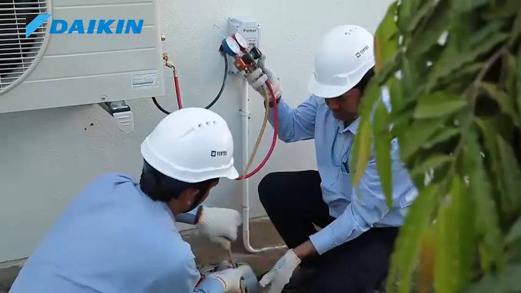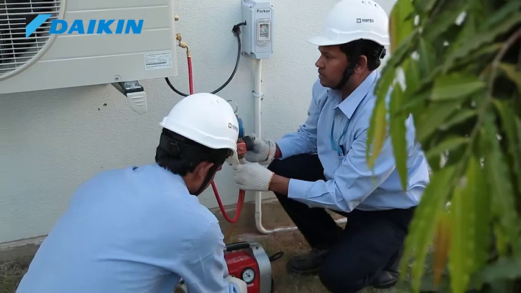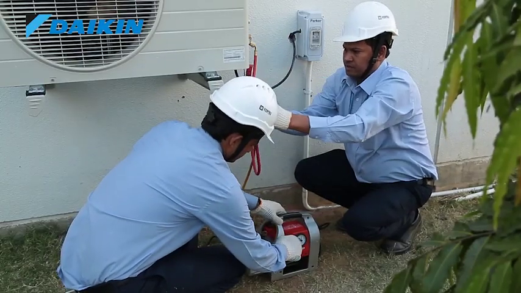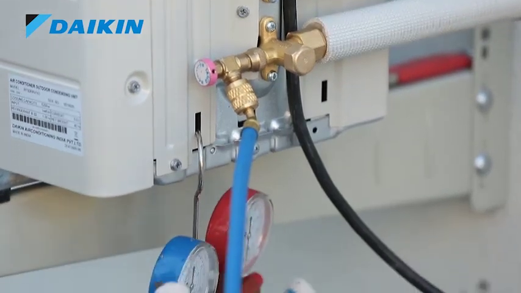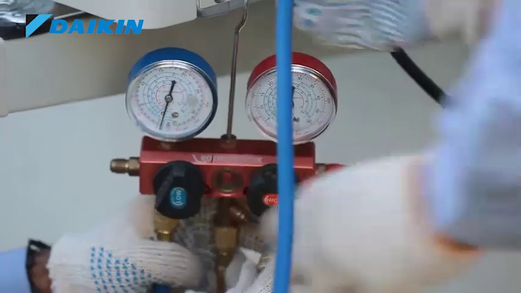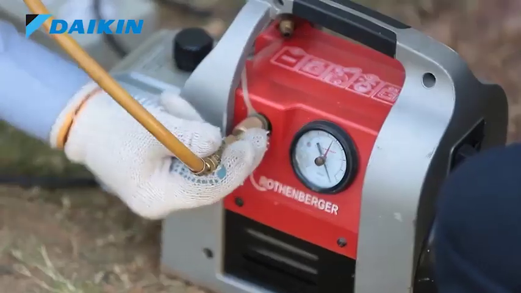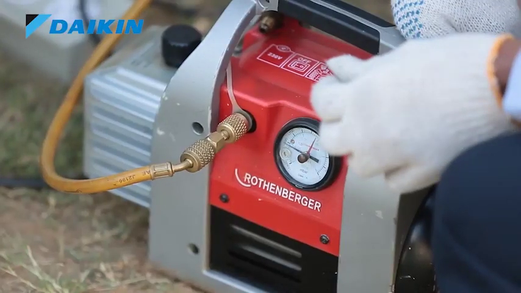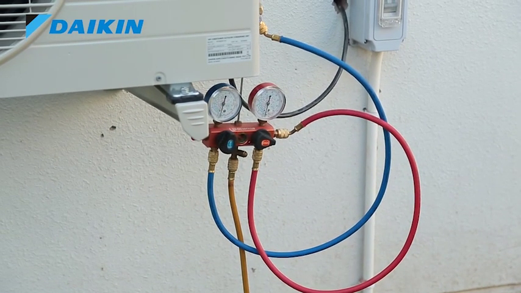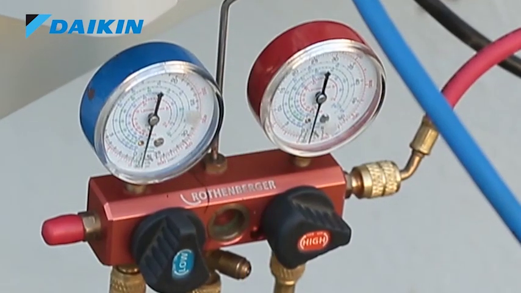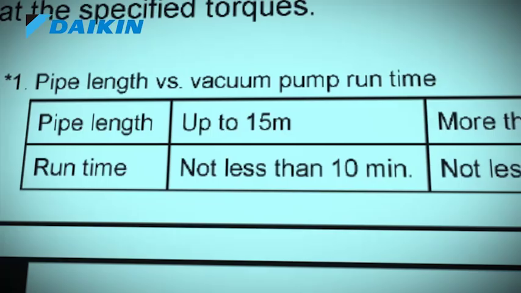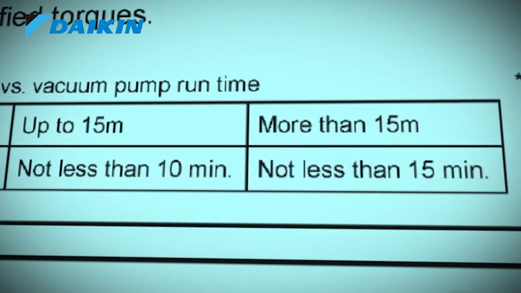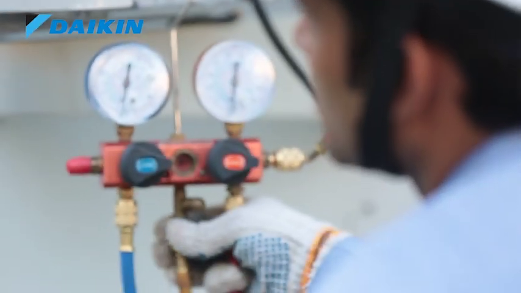Connect a vacuum pump hose to the service port of the outdoor unit using a gauge manifold. Turn the vacuum pump on and ensure that indicator needle of compound gauge reaches to minus 30 inch of mercury. The running time of the vacuum pump should be as mentioned in the installation manual. Then, disconnect the vacuum pump.